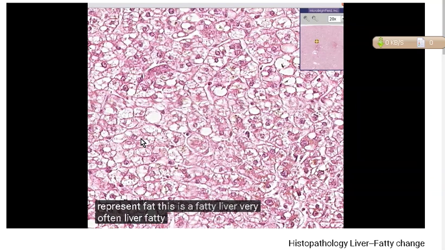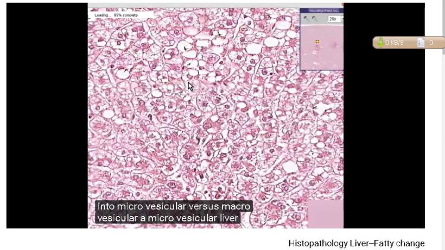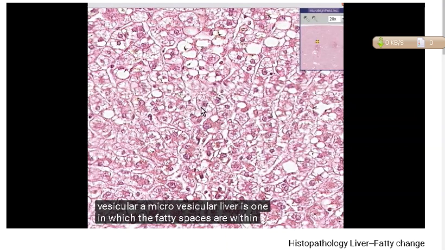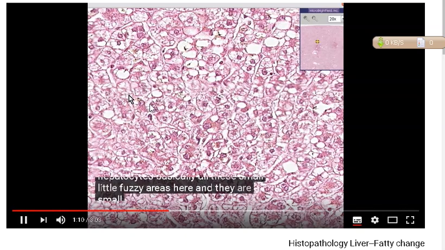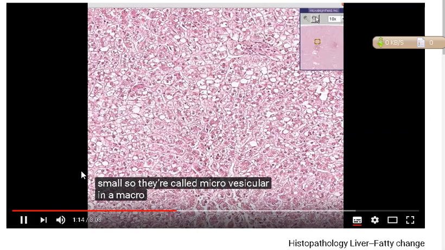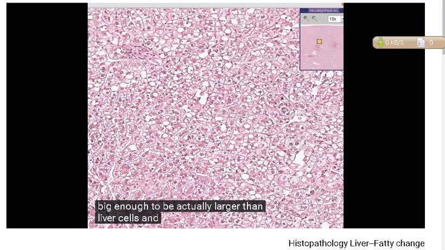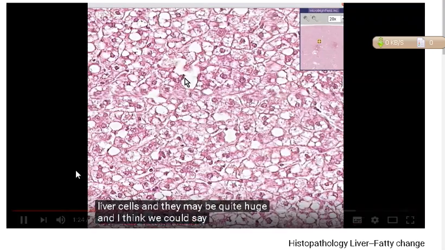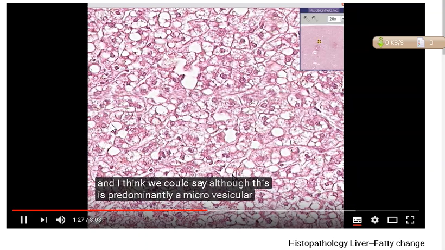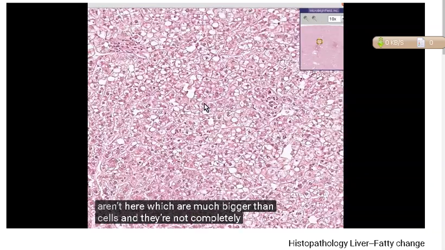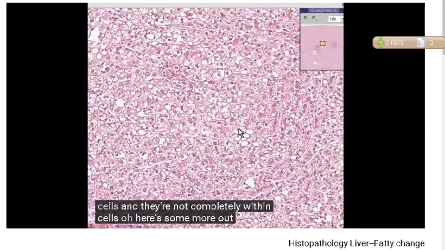Very often fatty livers are divided into microvesicular versus macrovesicular. A microvesicular liver is one in which the fatty spaces are within the hepatocytes, basically all these small little fuzzy areas here, and they are small, so they're called microvesicular. In a macrovesicular, the fat spaces are big enough to be actually larger than liver cells, and they may be quite huge. And I think we could say, although this is predominantly a microvesicular fatty liver, there are some big fatty globules out here which are much bigger than cells, and they're not completely within cells. Oh, here's some more out here as well.